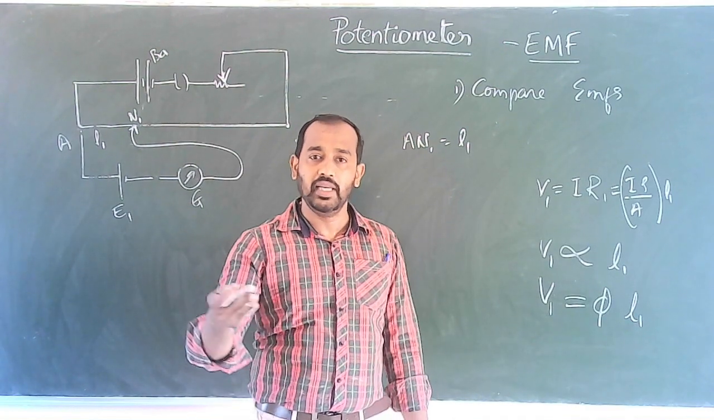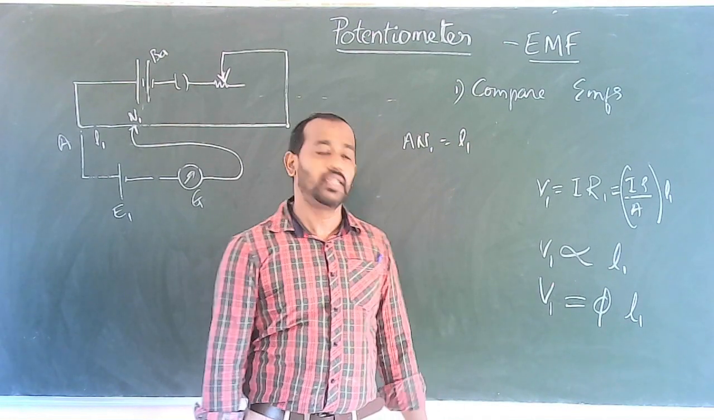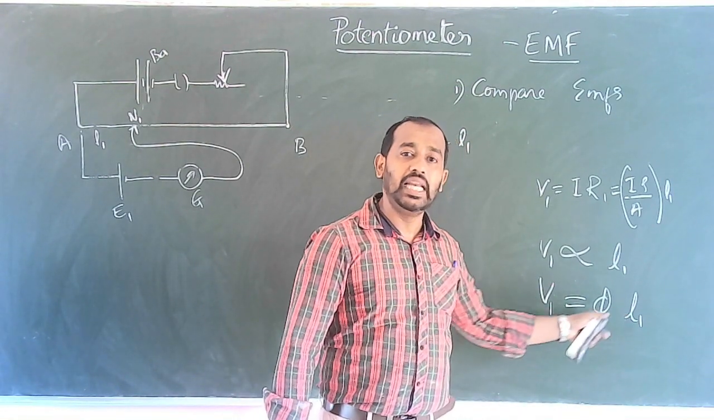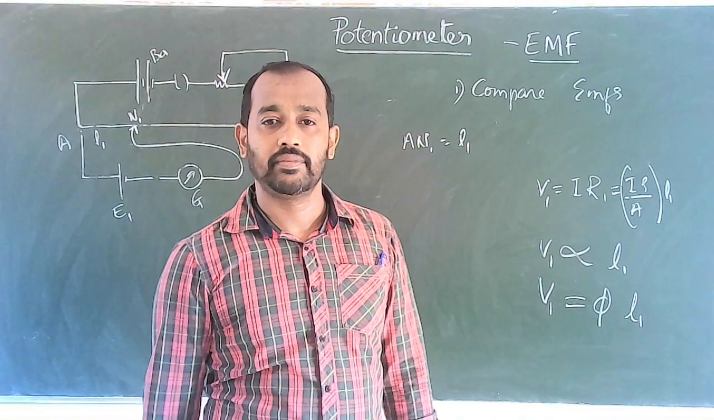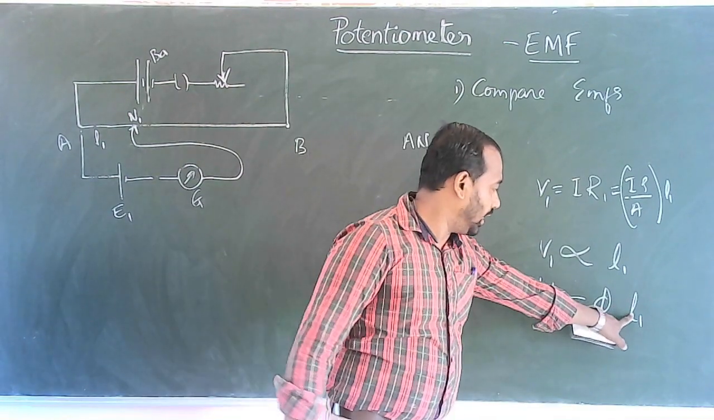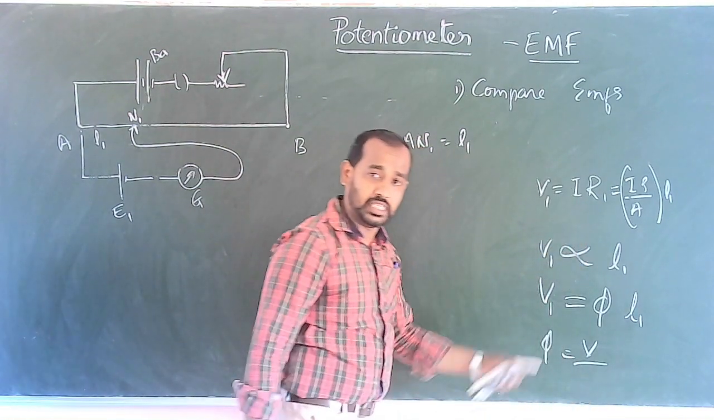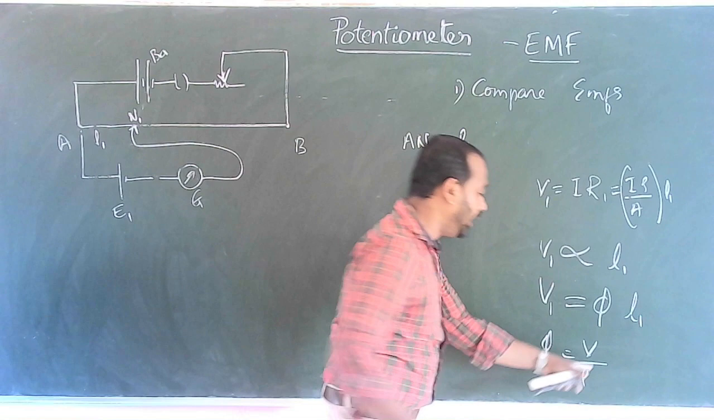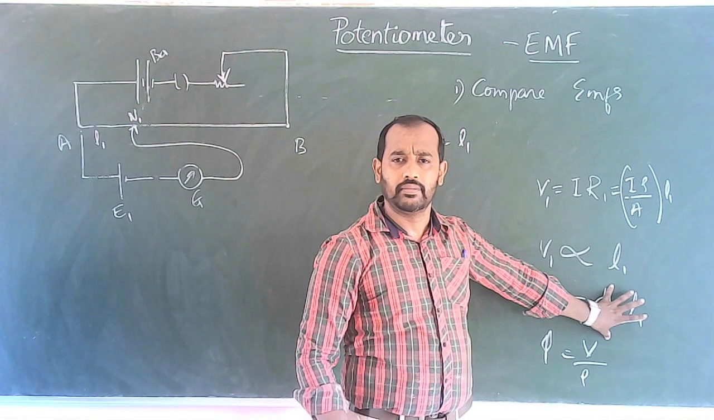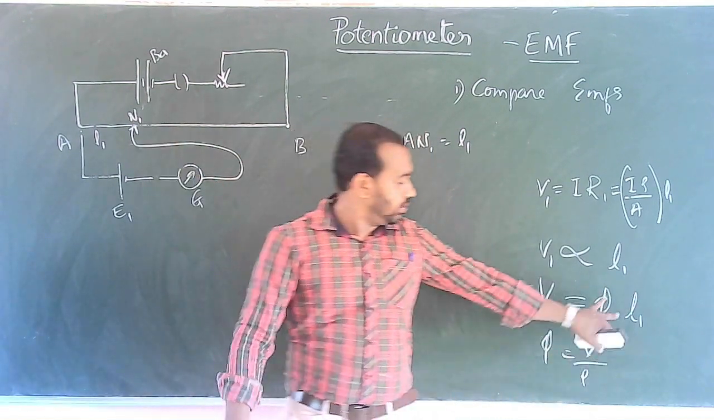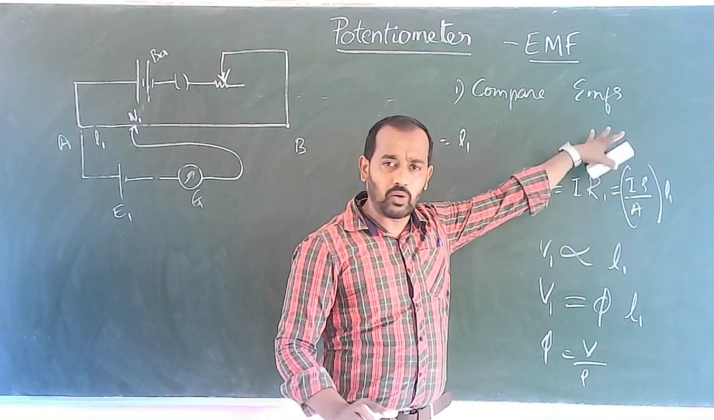What do you call this constant? It is the potential drop per unit length, or potential difference per unit length. If you rearrange them, phi should be equal to voltage divided by length, the potential difference divided by the length. Therefore, it is potential difference per unit length. That's the meaning of the constant. For a given potentiometer wire, this will be a constant. So that's all we need to know, so forget about all this.